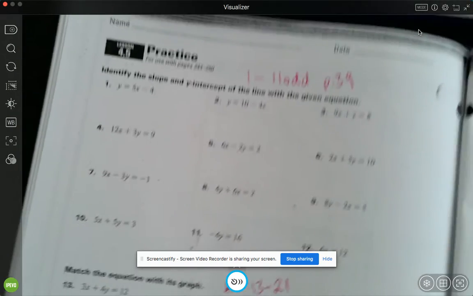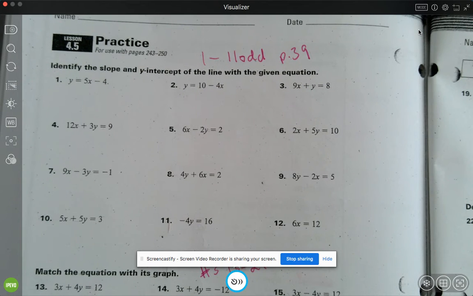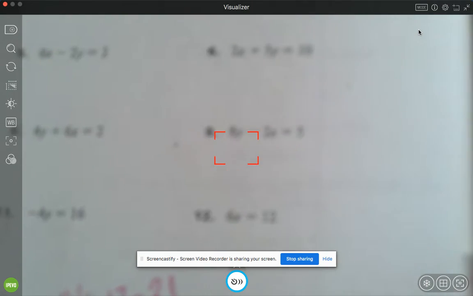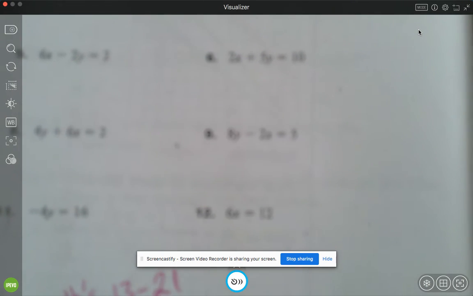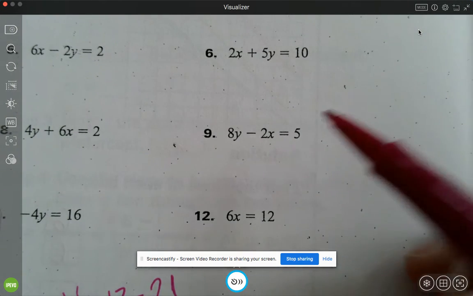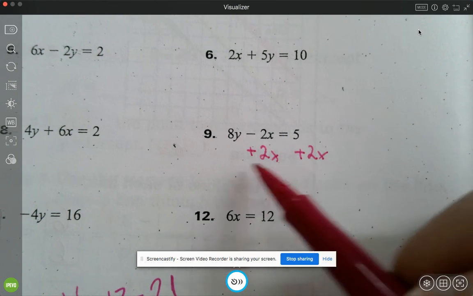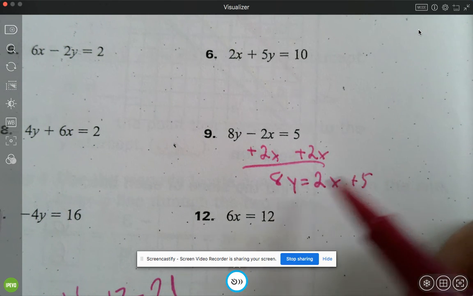So before you start this assignment, I wanted to do one question from each section. So we have identifying slope and y-intercept of the given equation. Why don't I try number 9 for you? If we zoom in on number 9, we're going to solve for y so we can get this in slope-intercept form. Sorry for the fuzz. There we go. So I'm going to do plus 2x here, plus 2x here, 8y equals 2x plus 5.